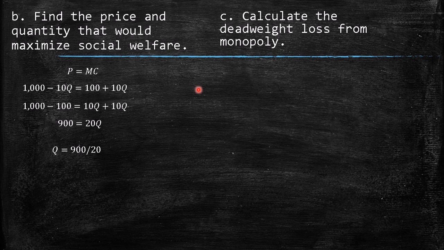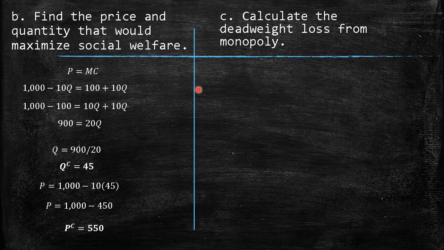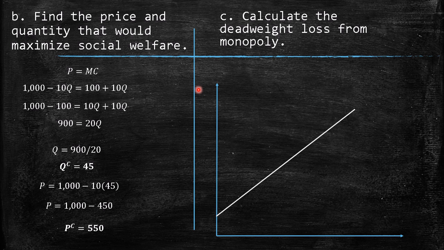We just collect terms, and here we make the quantity 45, which is higher than 30. Anytime we find the quantity in a competitive market, it should be higher than the monopolist's, and the price should be lower. And here we have the price, so then the price should be 550. Then, calculate the deadweight loss from monopoly.